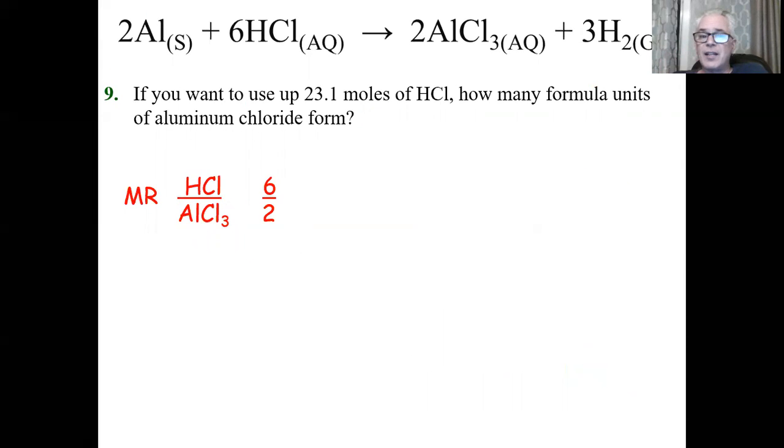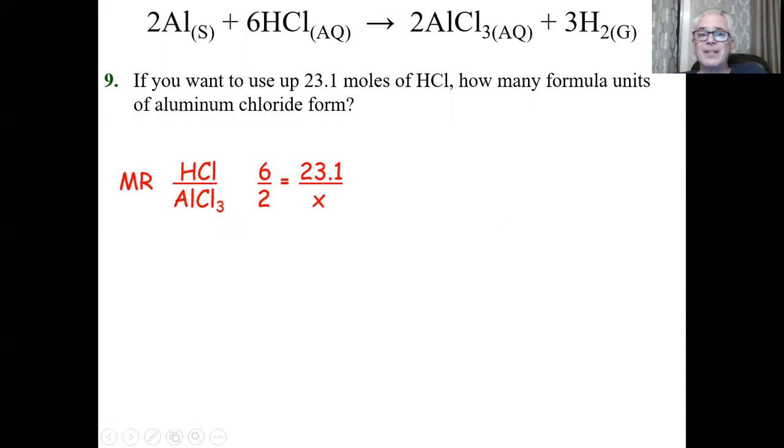We have 6 moles of HCl, makes 2 moles of aluminum chloride. But in this math problem, we have 23.1 moles. So we have to make a proportion. 6 is to 2, as 23.1 is to X. We set this up. How do we solve for X? We have to cross multiply, and then we have to divide.